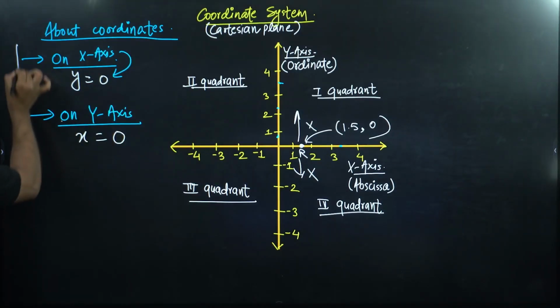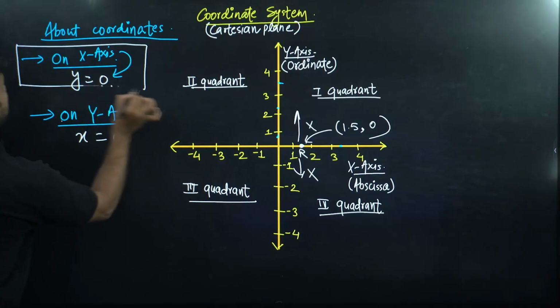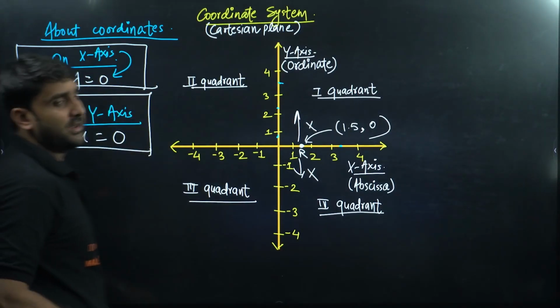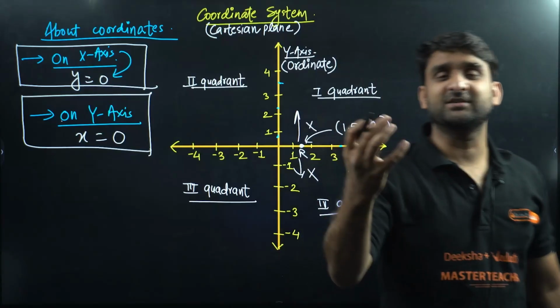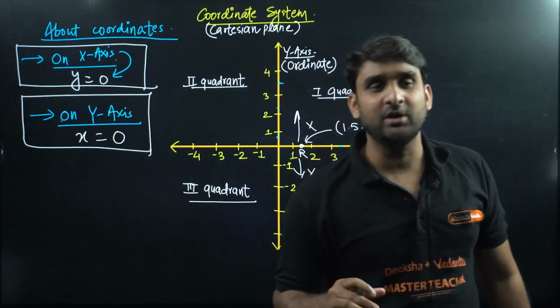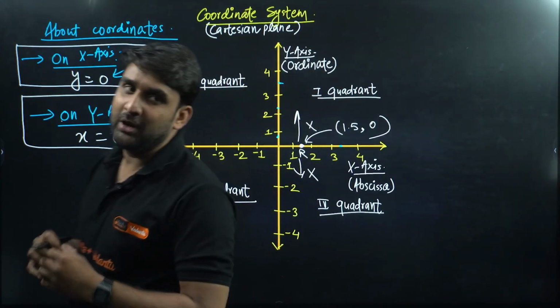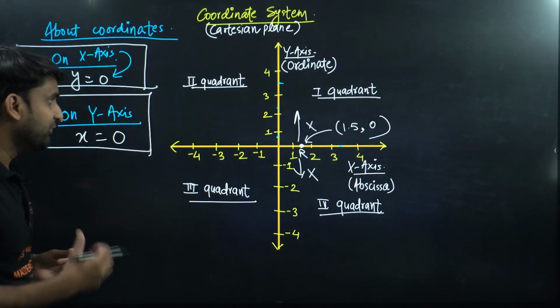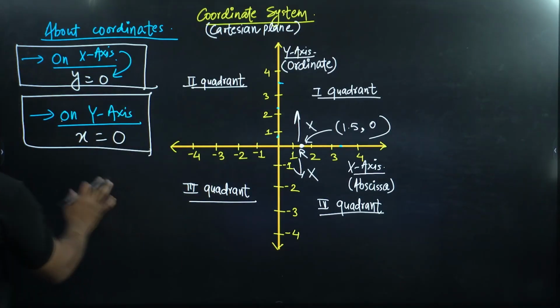So these two points, please make sure to write in this format. If there is a point or any physical object lying on the x-axis, make sure to write that the y coordinate will be 0, or if the point is on the y-axis, make sure to write that the x coordinate will be 0.